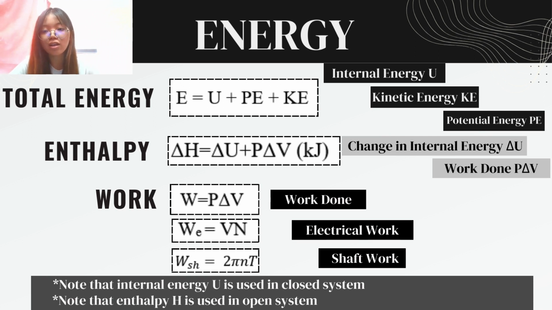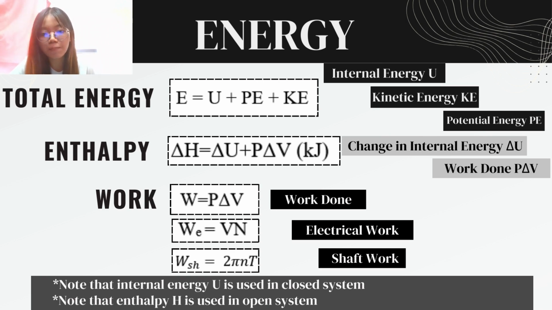Because in the open system case, we will usually use the enthalpy instead of internal energy. So it's important to know how to calculate enthalpy. The change in enthalpy is equal to the change in internal energy plus the change in pressure times volume, where the pressure times the change in volume is equal to work done.